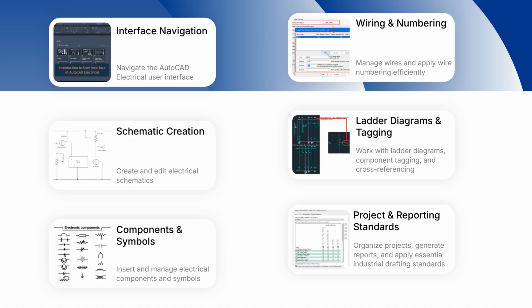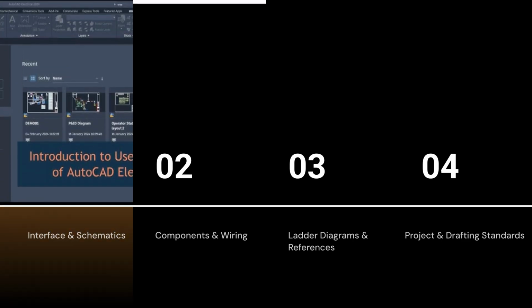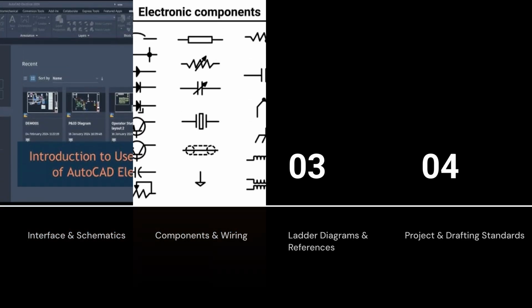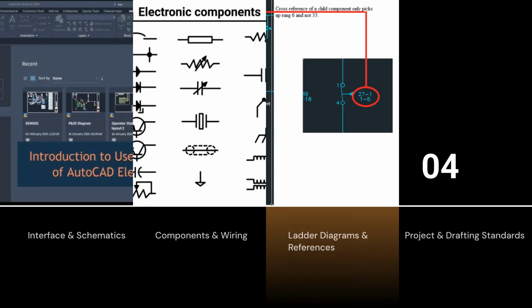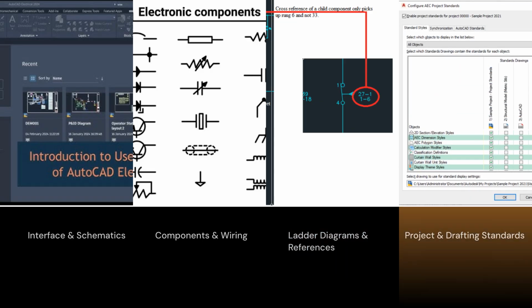electrical design. This course delivers a solid foundation in AutoCAD Electrical by covering interface navigation, schematic creation, component and symbol insertion, wire numbering, ladder diagrams, cross-referencing, project organization, report generation, and essential industrial drafting standards.